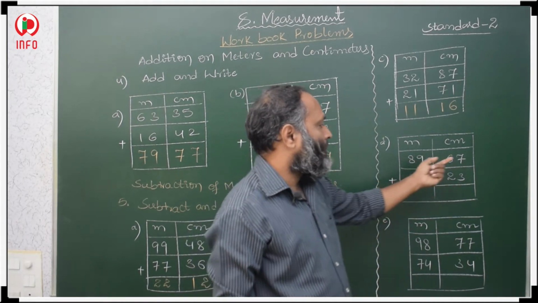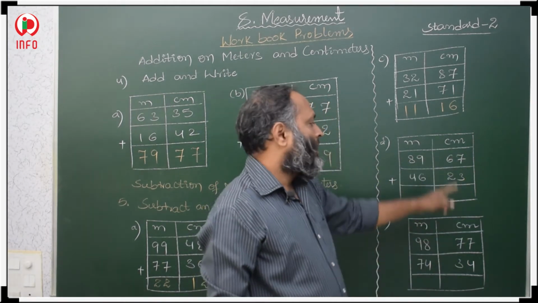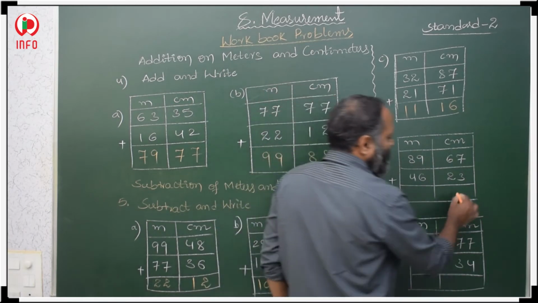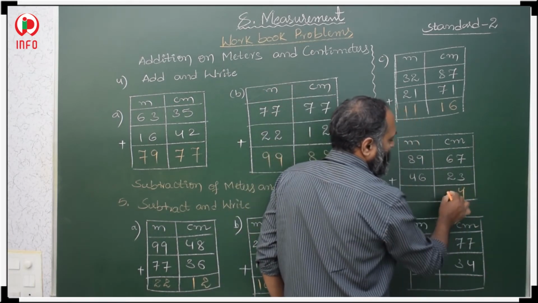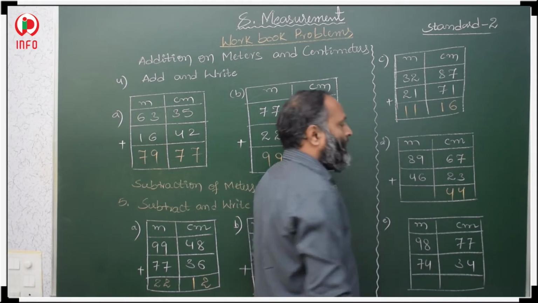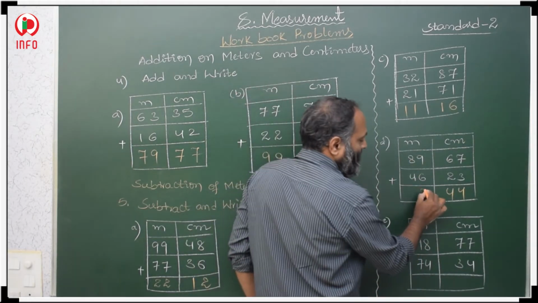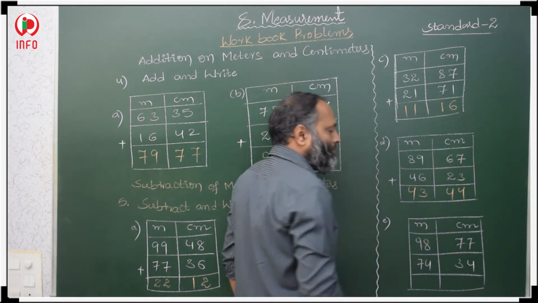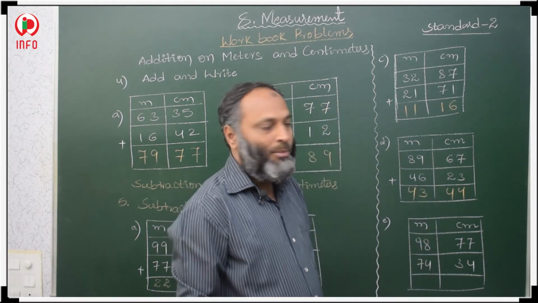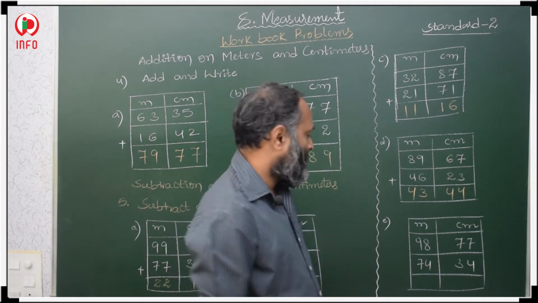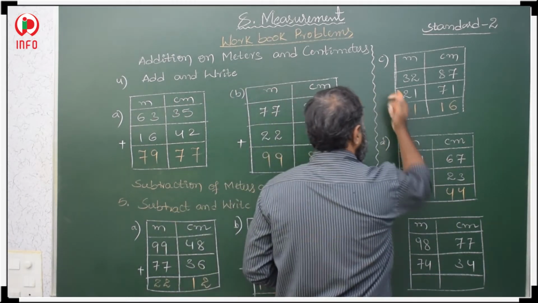So, now we have to subtract the extreme right digit. That is 7 minus 3 is 4. 6 minus 2 is 4. 44 centimeters. Now, 9 minus 6 is 3. 8 minus 4 is 4. 43 meters, 44 centimeters. Now this is not addition, this is subtraction.